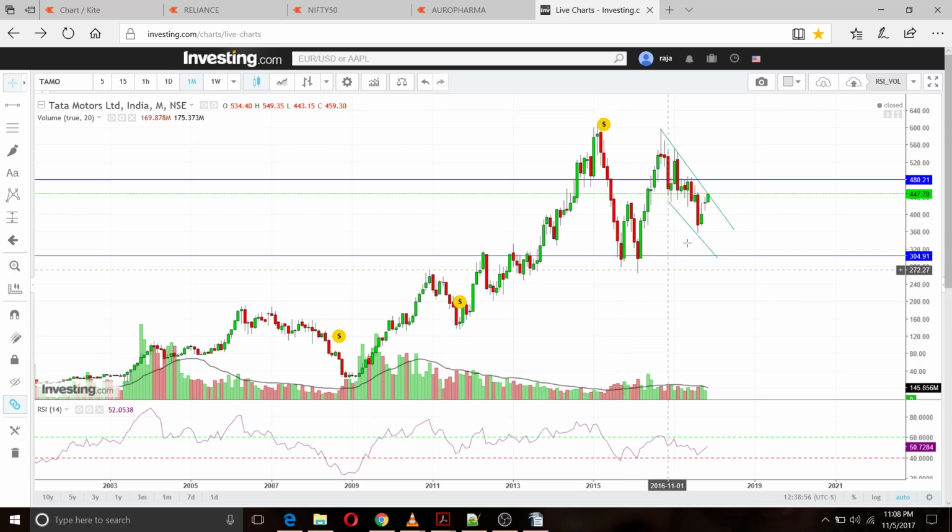So today I will be analyzing Tata Motors. This is in relation to the question that was asked in my WhatsApp group.